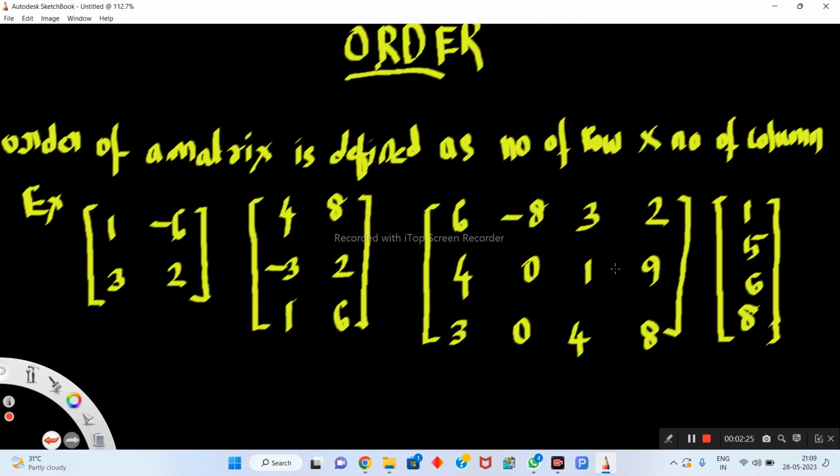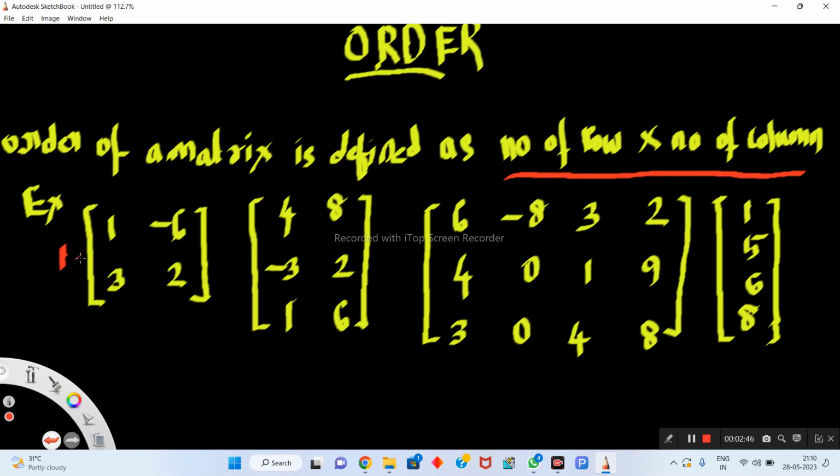Let's start. Let's understand what is order. Order of a matrix is defined as number of rows to its number of columns. मतलब number of rows by number of column is known as order. How many number of rows we are having in a matrix and how many number of columns we are having in a matrix is known as order. Let us see some example.